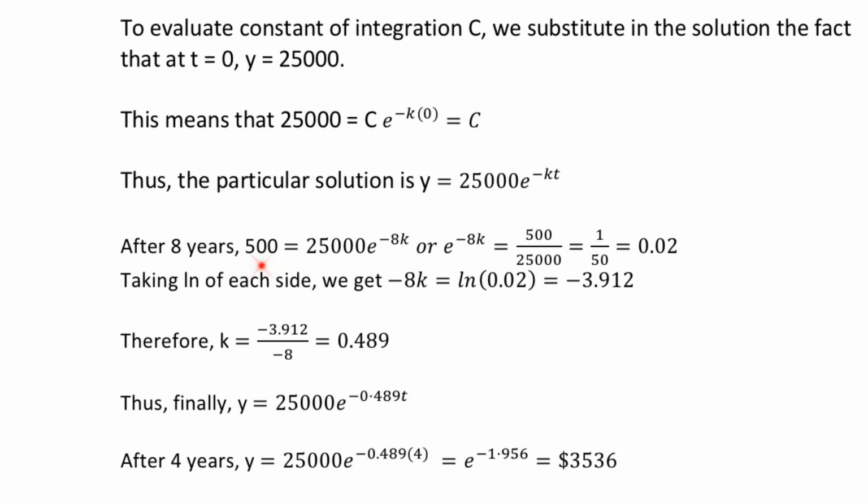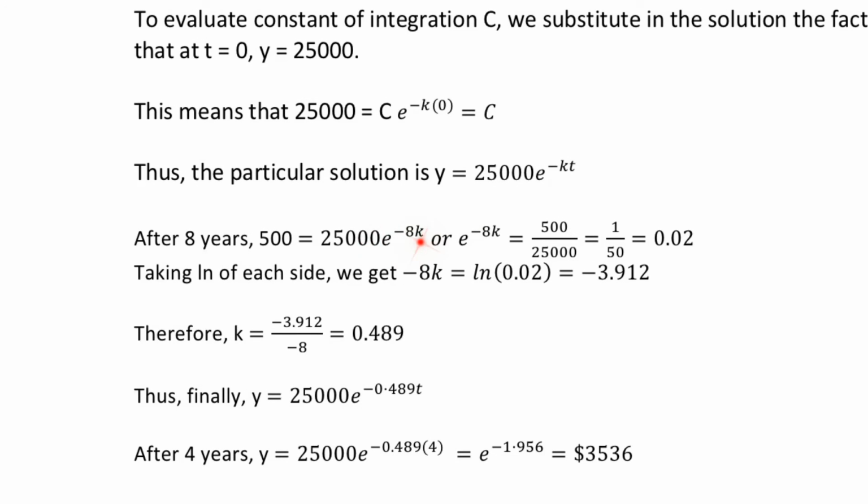So after 8 years, we can write this equation by substituting 8 in place of t. So what we have is e raised to the power minus 8k equal to 500 over 25,000. This is actually 500 divided by 25,000, which is 0.02. Taking ln of each side, we get minus 8k equal to ln of 0.02 equal to minus 3.912. This gives k equal to minus 3.912 divided by minus 8 equal to 0.489.